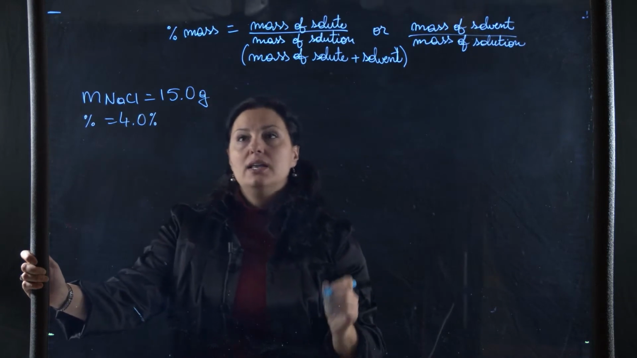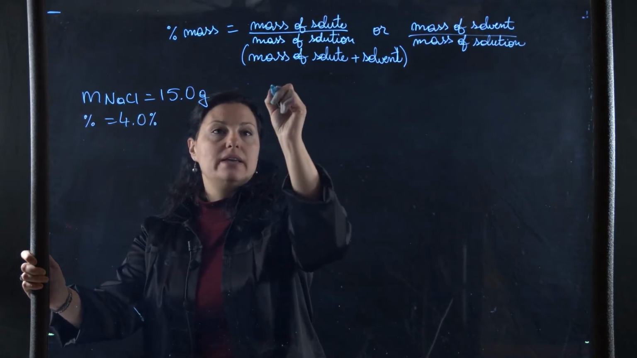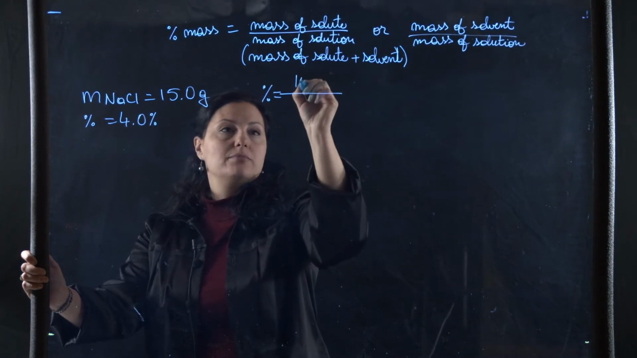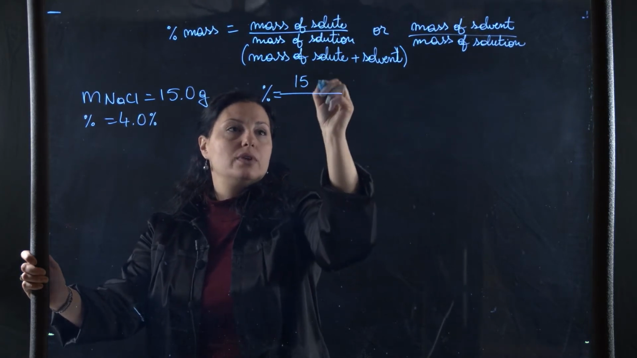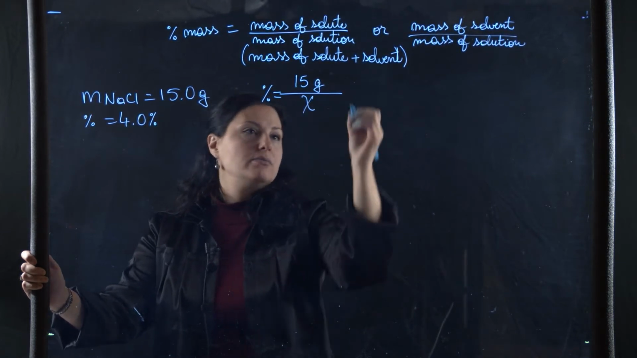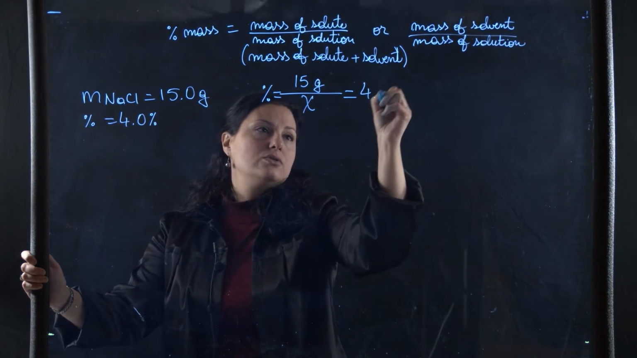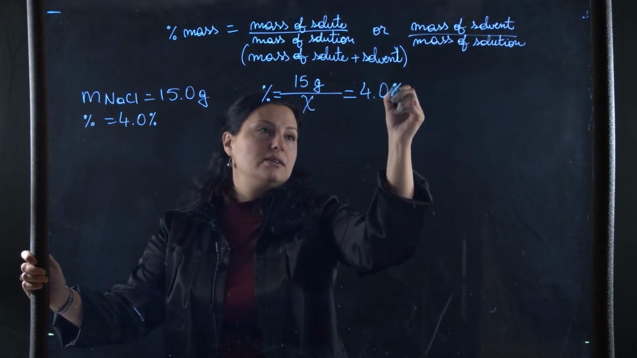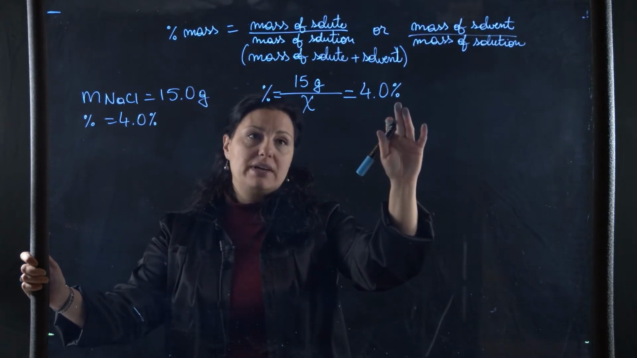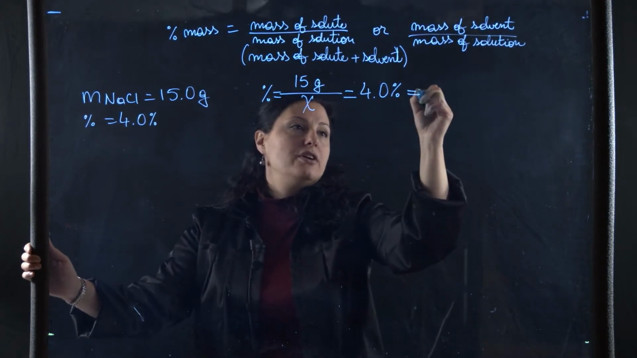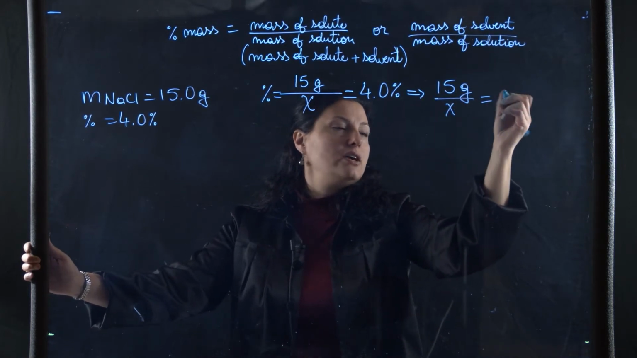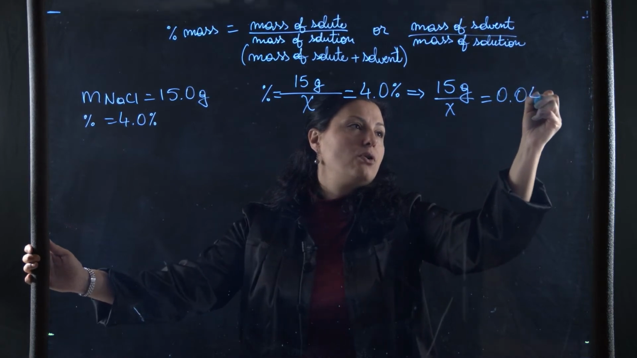Okay, now I can go ahead and write these. So percent by mass is equal to 15 grams, which is the mass of solute, over X, because I don't know what the mass of solution is, that's what I'm asked to find. And this is equal to 4%. Now, I need to convert that percentage to a regular number, and I do that by dividing by 100. So therefore, my 15 grams over X is equal to 0.04.